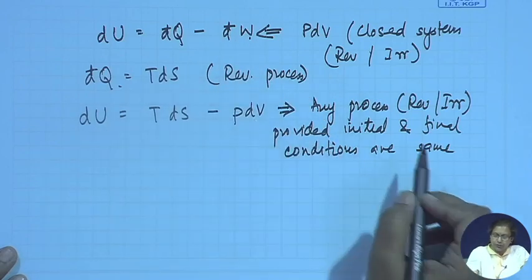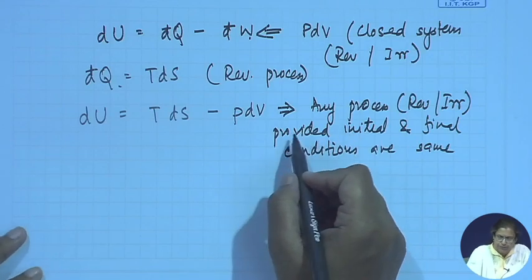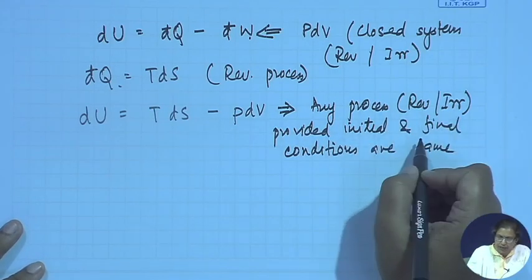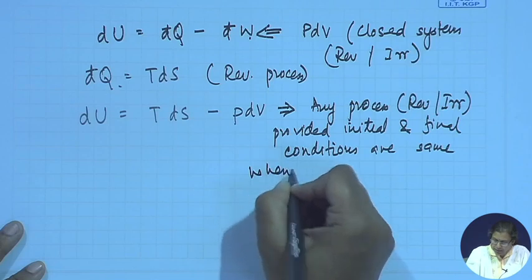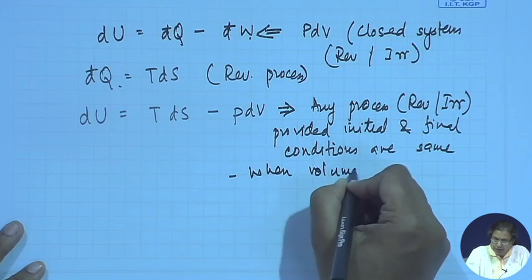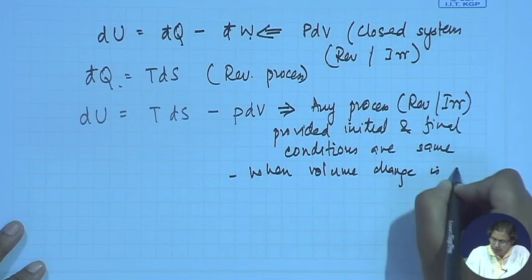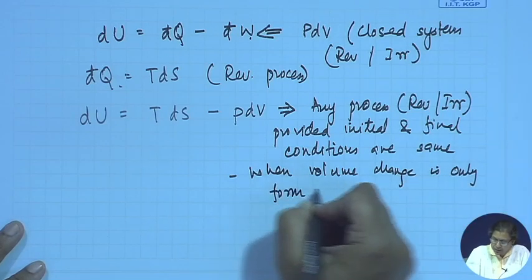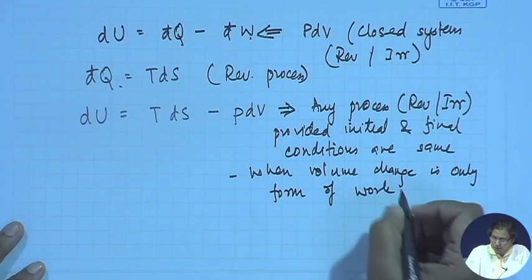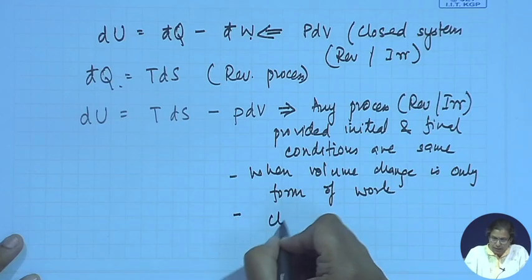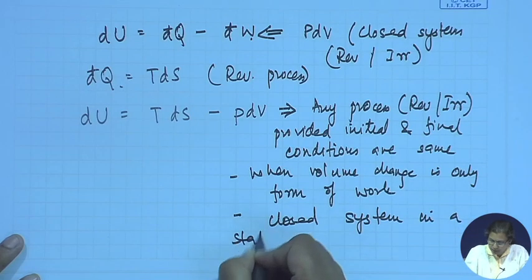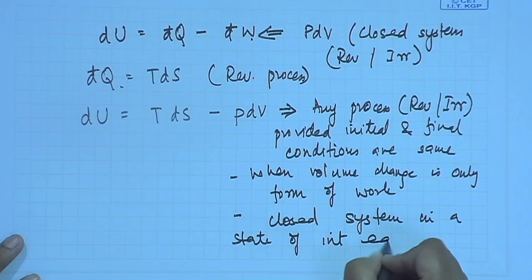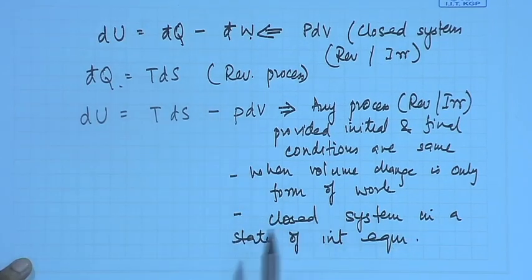There are certain things which I need to mention about this particular equation. The first thing is, this is applicable for any process, but we have to remember that it is applicable when volume change is the only form of work, that is, only PV work, or in other words, when the work done is just of the PdV type. Next, it is applicable for a closed system in a state of internal equilibrium.